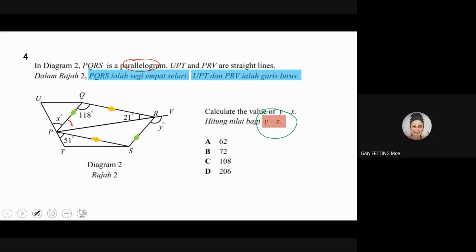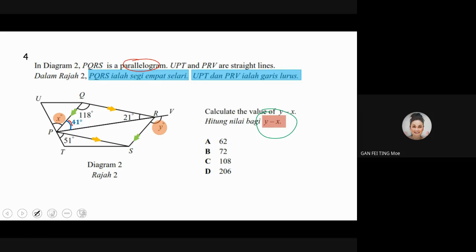Try with your calculator now. What will the value be? Angle QPR. Answer? What will the answer be? 41. Very good. Then you label it. This is the one that I highlight. You label that 41. Remember for Paper 1, you want to save your time. When you get the value, write it in the question.